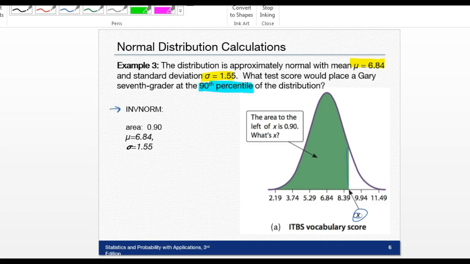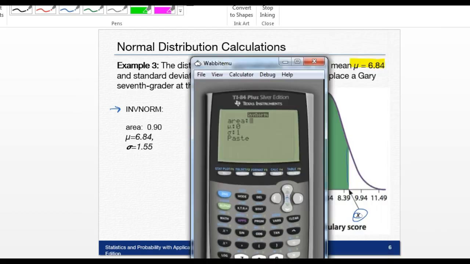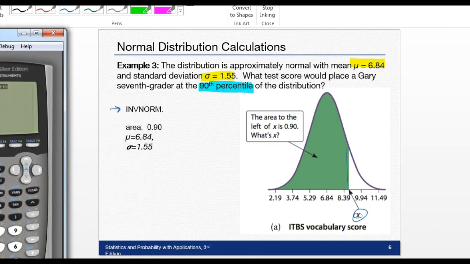It's under the same place you found normal CDF. So you would go to second vars, and you see inverse norm right there. It's number 3. Okay? And if you hit number 3, notice it asks for 3 things. It asks for area, mu, and sigma. All right? Let's get my calculator over for a second. So look at this problem. What test score places a Gary 7th grader at the 90th percentile of the distribution?